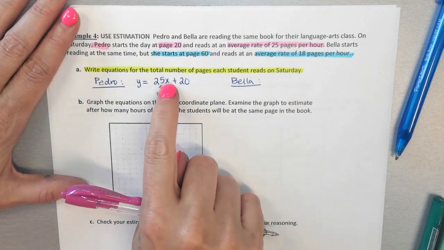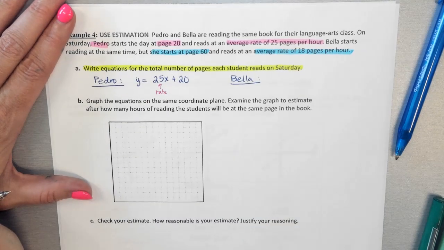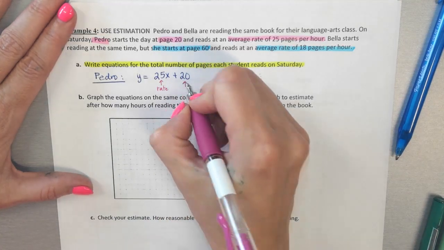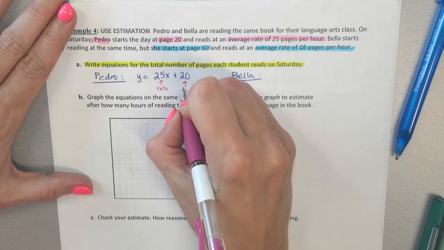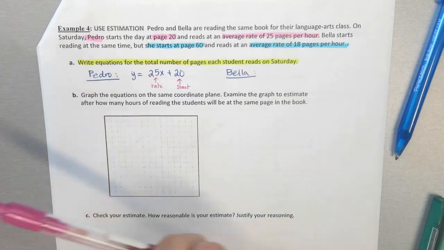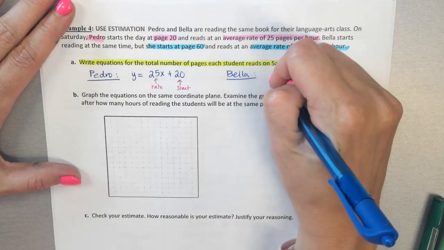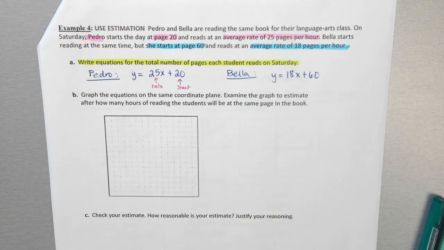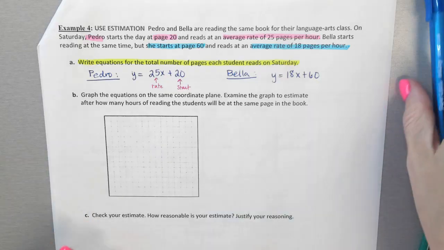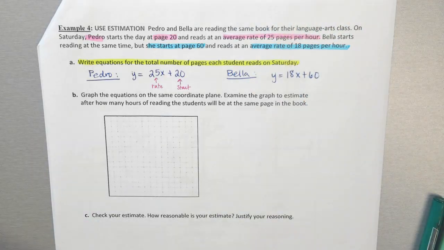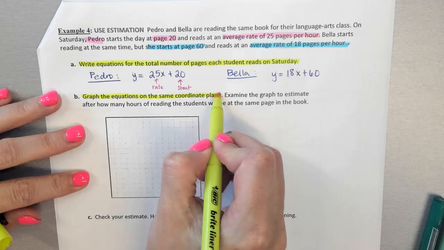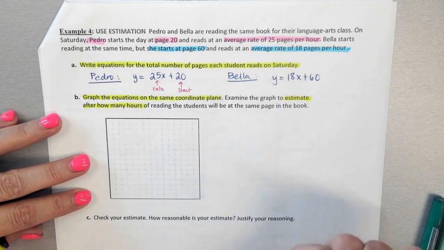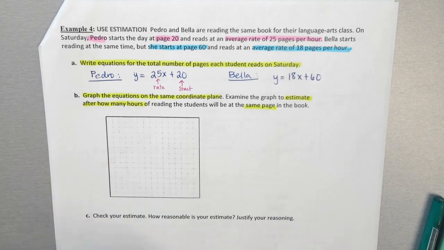X would represent what? What would X represent here? Yep. And so when we do our scale, we're going to label that. Okay, and then this is where you start. Okay, so then Bella's rate is 18 pages per hour. She starts at 60. Okay, so we're going to graph the equations on the same coordinate plane and examine the graph to estimate after how many hours of reading will they be at the same page in the book.